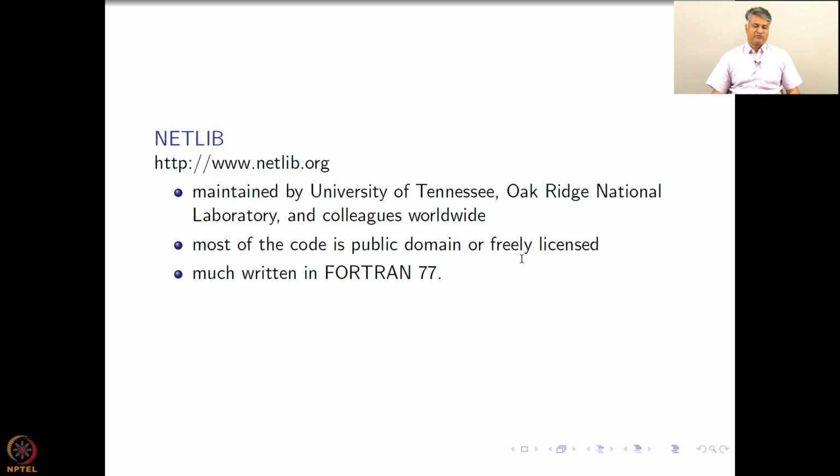So there is a repository of these codes in a website called www.netlib.org, which is maintained by the University of Tennessee and the Oak Ridge National Laboratory. Most of this code is in public domain, freely licensed, and most of it has an incredible legacy of still being written in Fortran 77, showing that these codes are nearly 4 decades old. That means they've gone through several sets of eyes which have looked for code correctness, and you can be rest assured that the bugs that are there in this are absolutely minimal.